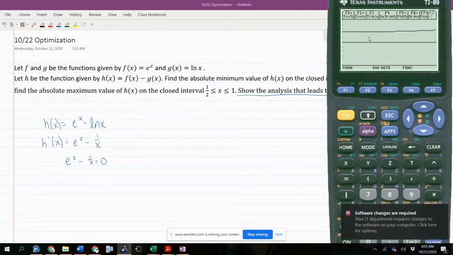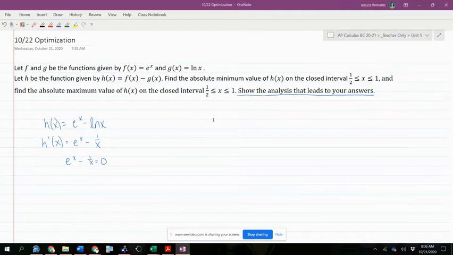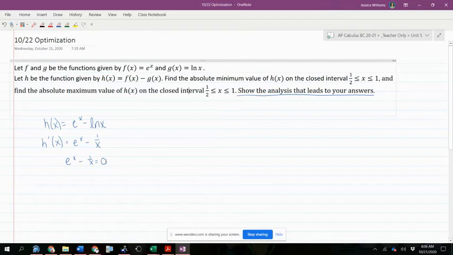So it would take a lot of back and forth to make sure I got it exactly right. And I don't want to do that. The other thing I can't do is say the max is at 7 because the graph said so when there's no graph in my answer. They want you to show the analysis that leads to your answers. They want to see you taking derivatives and setting equal to 0.